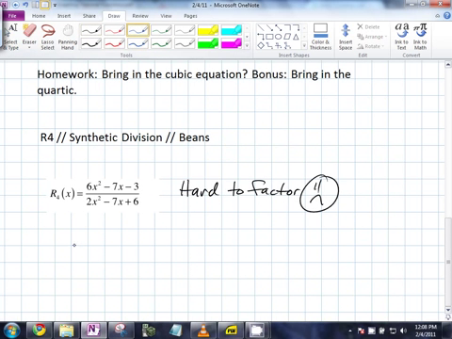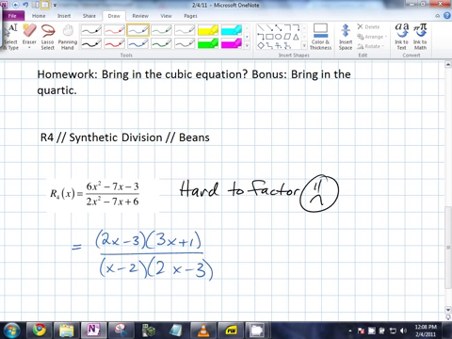Can anybody tell me what the nicely factored form is? What's the numerator? Anybody have it? Pang, what is it? 2x minus 3. Yep. And 3x plus 1. And Jonathan, do you have the bottom? The bottom is x minus 2, 2x minus 3.